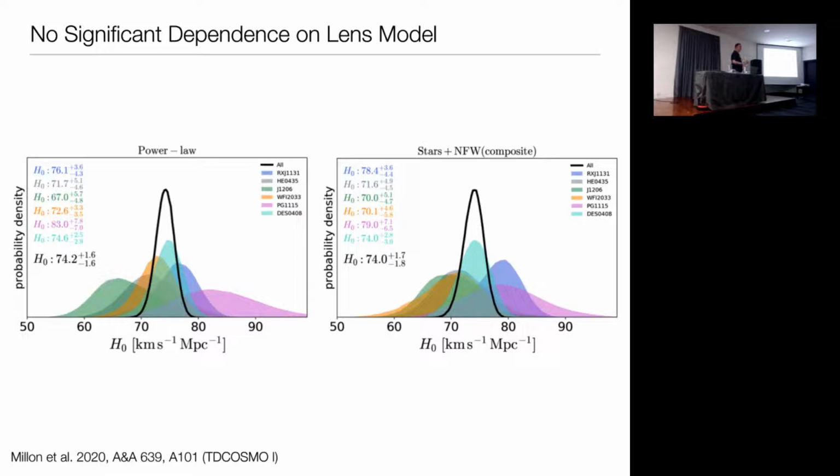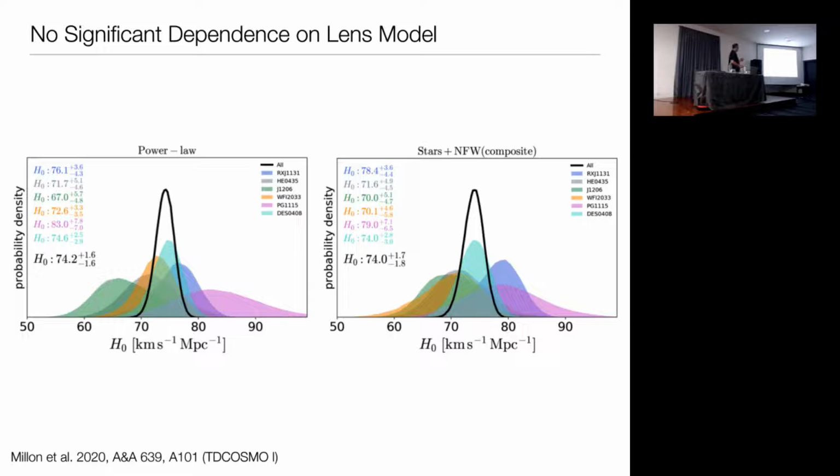Maybe you would say it's too simple. Then we go for a composite one, stars plus dark matter halo, and that's what we get. You know, no big difference. 74 here, 74.2. Essentially, it's almost independent of the modeling type.